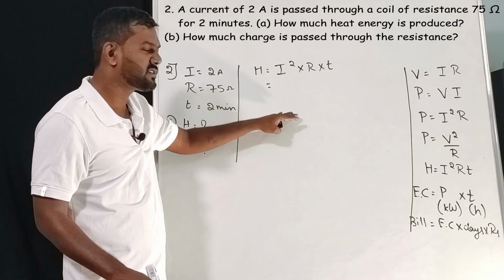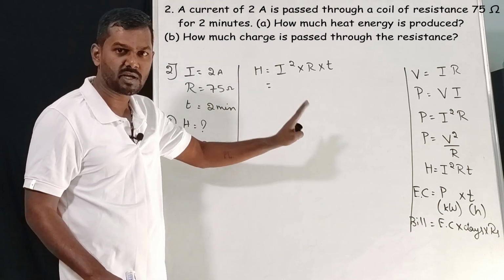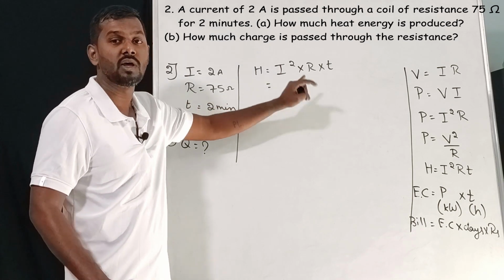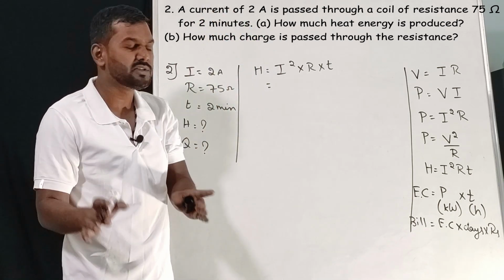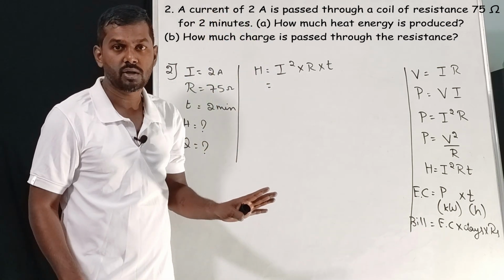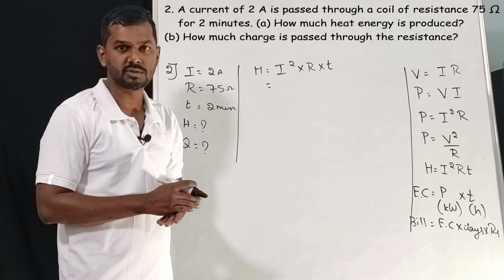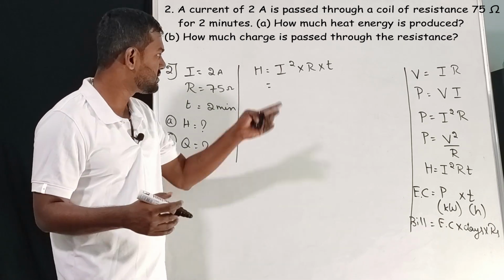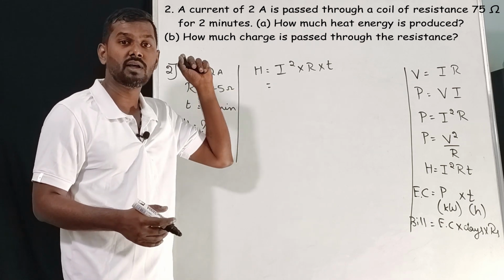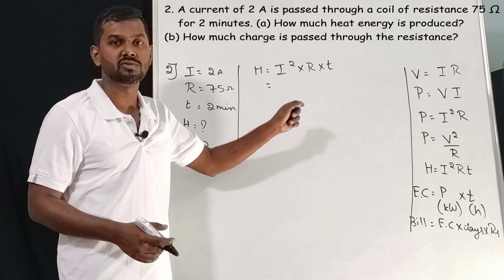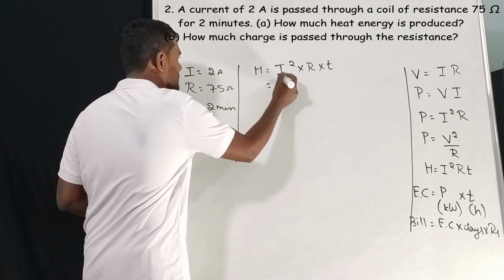In the formula, the next step is to substitute the values. First mark is always given for the substitution. This is what they told us while correcting board exam papers. In the key answers, they will give the first mark always to the substitution. Keep this in mind.